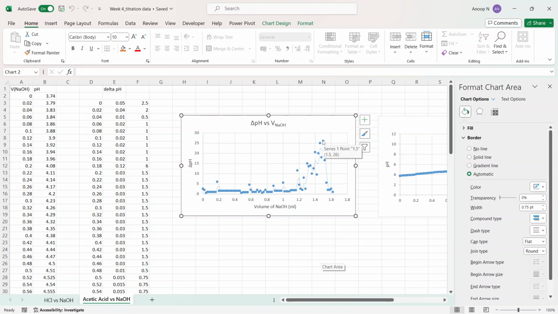No, no. You just see, this is the maximum point, delta pH. Yeah, that's it. When I just put the cursor, it's showing 1.5. The X value is 1.5, so I took it.